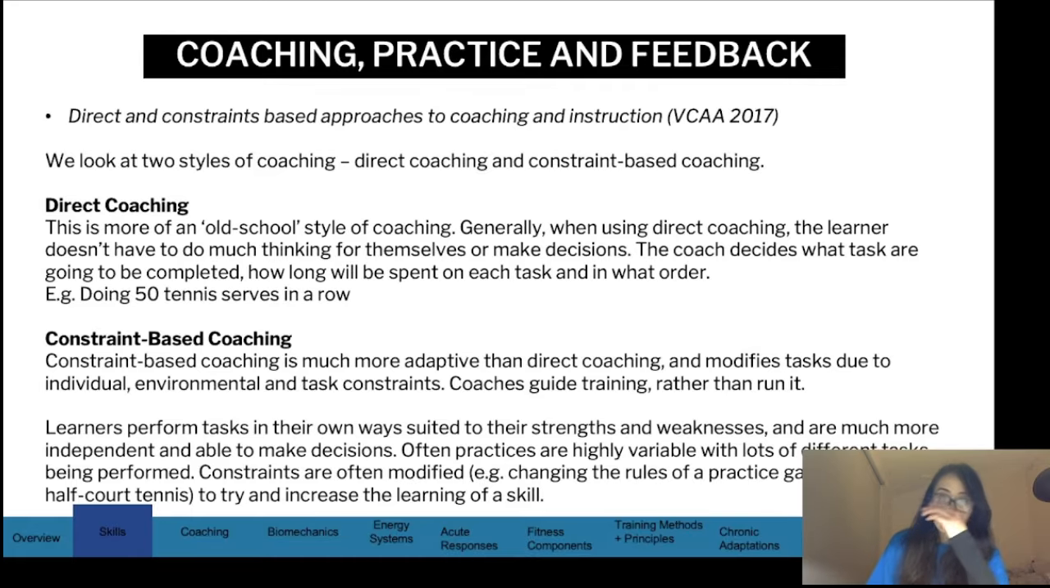So we've got two main types of coaching which we do need to know about. We've got direct and constraints-based coaching. Direct is more of an old school style of coaching. Generally, when using direct coaching, the learner doesn't have to do much thinking or make decisions for themselves. It's really like the coach telling you exactly what to do, and you just do that. Things such as doing 50 tennis serves in a row is a method of direct coaching.